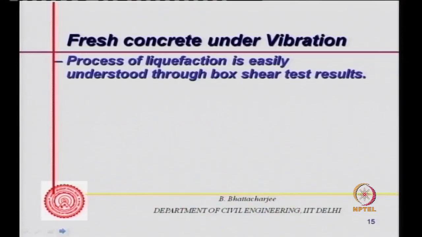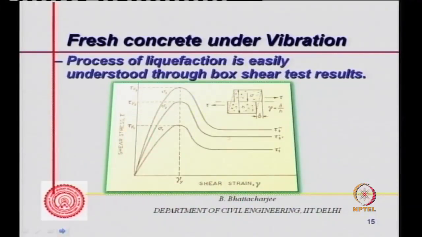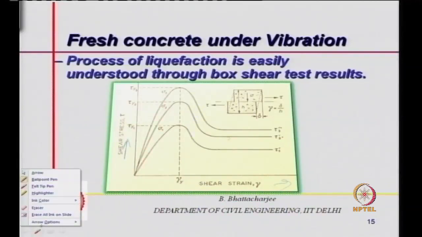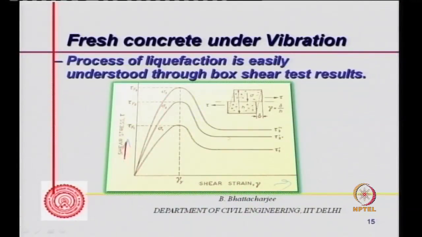The process of liquefaction is easily understood through, let us say, the box shear test, which we normally do in soil. Now, this kind of tests were also conducted in concrete long, long back. For example, you have shear strain along this direction and shear stress along this direction. Now you apply normal pressure, sigma n, and tau is applied from this side, and strain is measured, delta divided by h. This is h and delta is this distance.